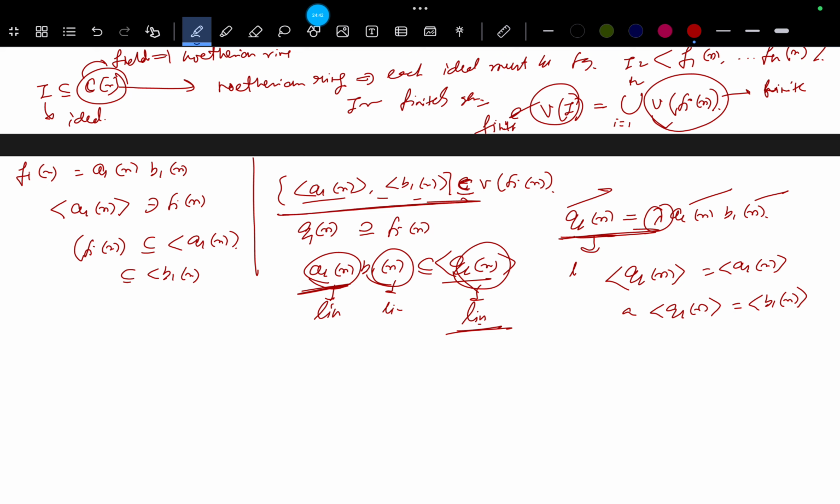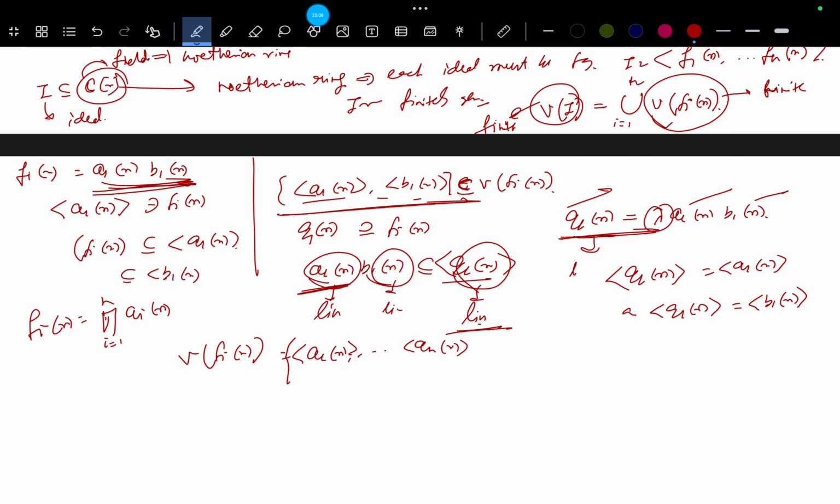So V(f(x)) is nothing but a_1(x) up to, say, a_n(x), where f(x) is considered as a product of linear polynomials. Here we considered a product of two polynomials, but in general it is a product of n linear polynomials, and this is the collection V(f(x)). So this is how one can define it. V(f(x)) is finite, and V(I) is a finite union, so V(I) has to be finite.